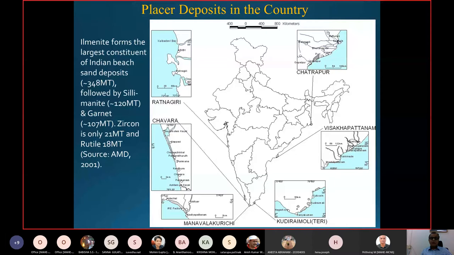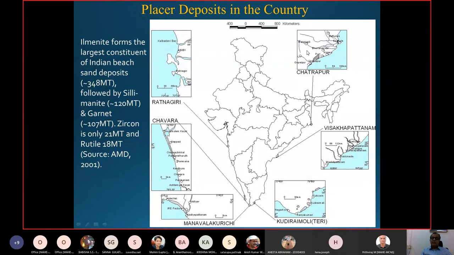And then another area is Manavalakurichi, on the southern side, around 50 kilometers north of Kanyakumari. That is also a fairly good deposit. These two deposits have been mined from 1960 onwards. Another area in the southeast is Kudiraimozhi, which is called an inland teri deposit. It is not on the beach; it mostly rests on dune deposits. Another area is near Visakhapatnam in Andhra Pradesh, which has not been exploited and has only been assessed.